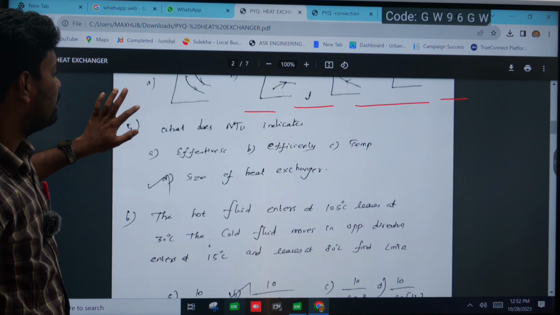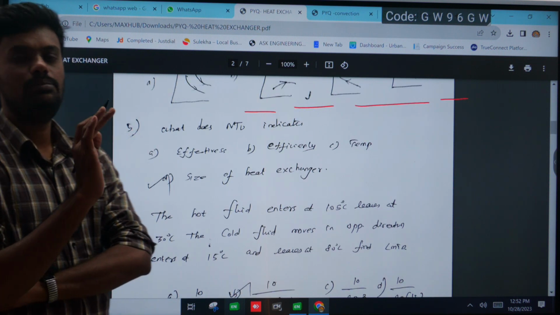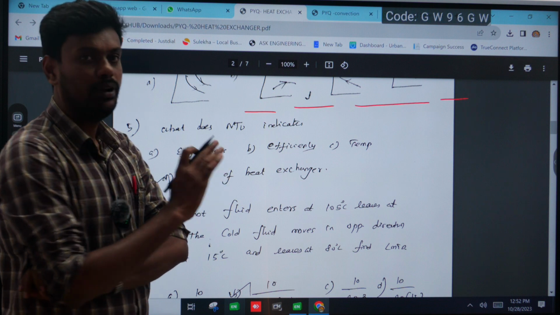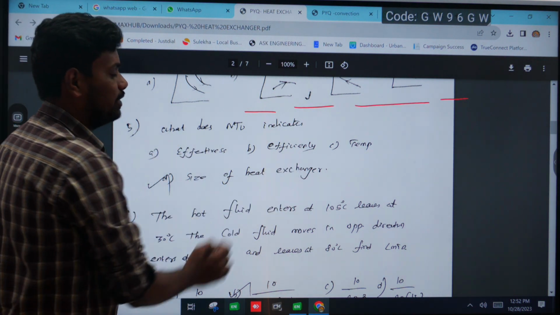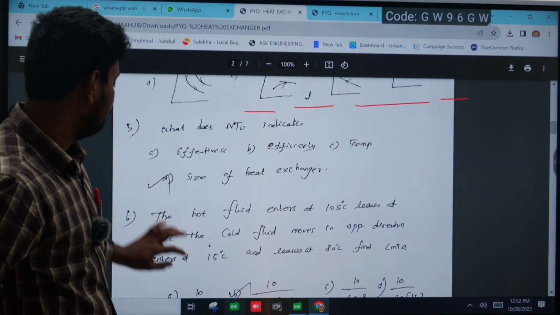Next, what does NTU indicate? NTU is mainly for all those things, but the main important thing is NTU is used to find out the size of the heat exchanger.